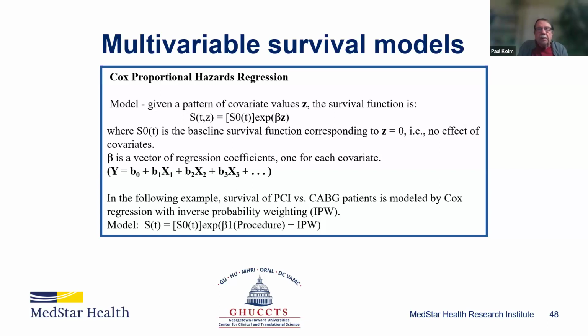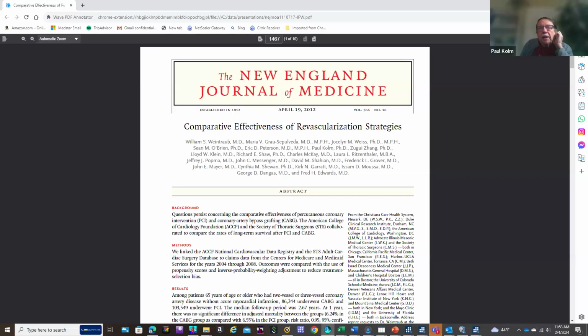I want to give an example here where we looked at survival of PCI versus coronary bypass surgery and modeled this with Cox regression. This has a twist to it that we need to consider when you have non-randomized groups. We use what's called inverse probability weighting, which is actually the inverse of a propensity score, to equalize the two groups. The comparison here of PCI and CABG comes from two different databases.